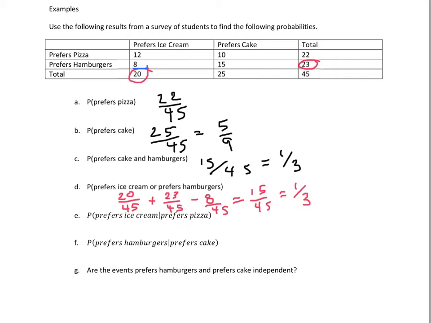Prefers ice cream given that they prefer pizza. So we're only looking at those that prefer pizza. That's this 22 right here. Out of those 22, 12 of them prefer ice cream. So that's 12 over 22, which can be simplified to 6 over 11.